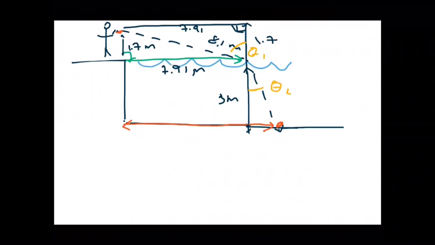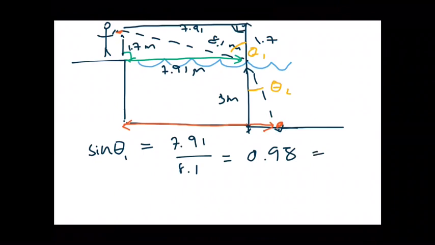Now these are in a straight line, but they're not transversal, because you see this line doesn't go this way, it literally goes there. So we're going to do something else. I'm going to find the sine of theta 1. We get 7.91 divided by 8.1, which gives 0.98. It's actually 0.96, but we're just going to round that. Then I take the inverse sine of 0.98, and I get 78 degrees.